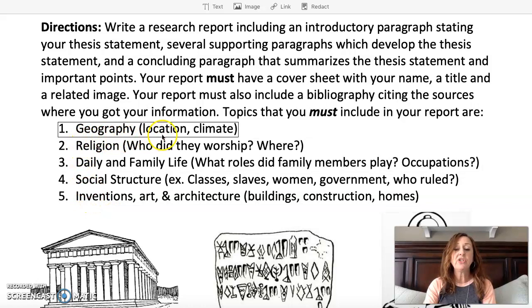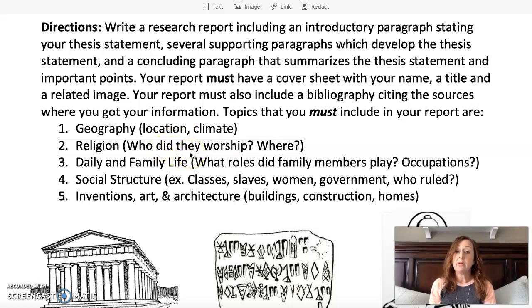Please include the geography. Describe the location, the climate. What was the land like around them? Were there rivers? Was it dry? Be specific with it. The religion. Who did they worship? Where? Did they practice polytheism? Some of you who already rotated with me through social studies, we learned that that's the practice of believing in many gods. So did they worship kings? You decide from your research.